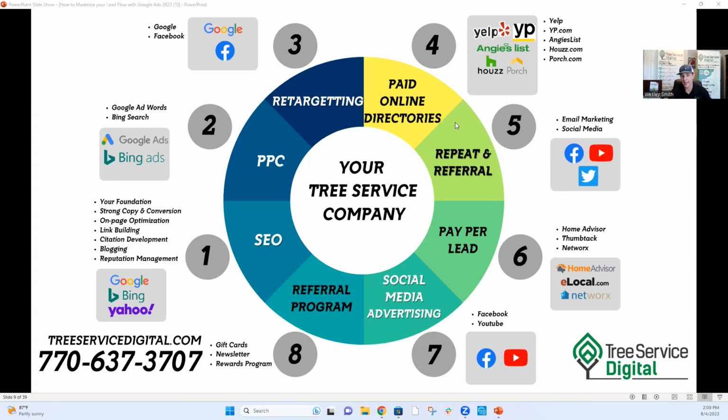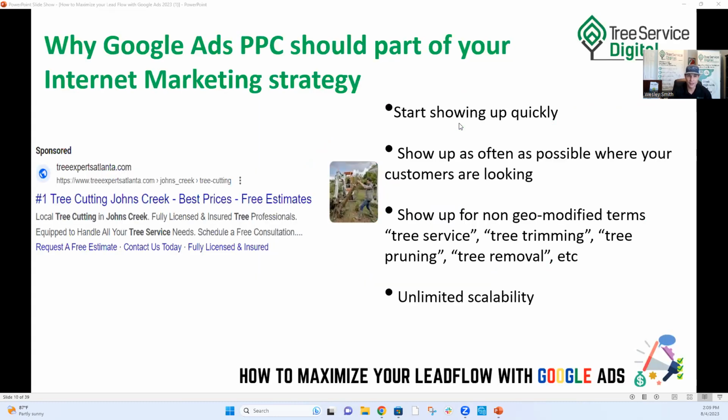So yes, Google Ads should be a part of your internet marketing strategy. So here's why. The benefit is you start showing up quickly, right? You can launch a Google Ads campaign in a few days and have your ads and your website showing up at the top of the page in your local area when people search for tree service or tree removal or whatever it is you want to target.